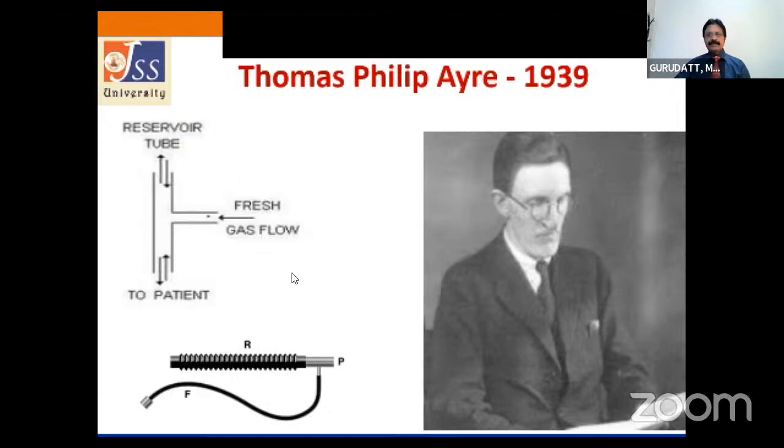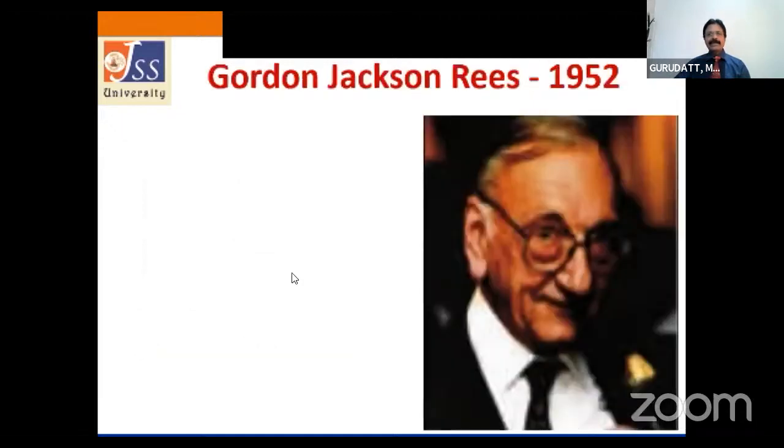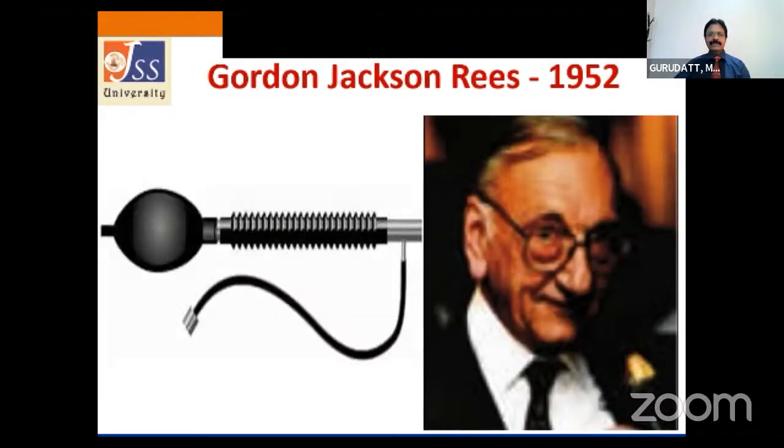Again, this was modified in 1952 by Gordon Jackson Rees. What he did was he extended the corrugated hose and also added a bag, and of course without a valve. A valve would provide extra resistance to the child's breathing, because during those days spontaneously breathing children, or spontaneous ventilation, was commonly used.